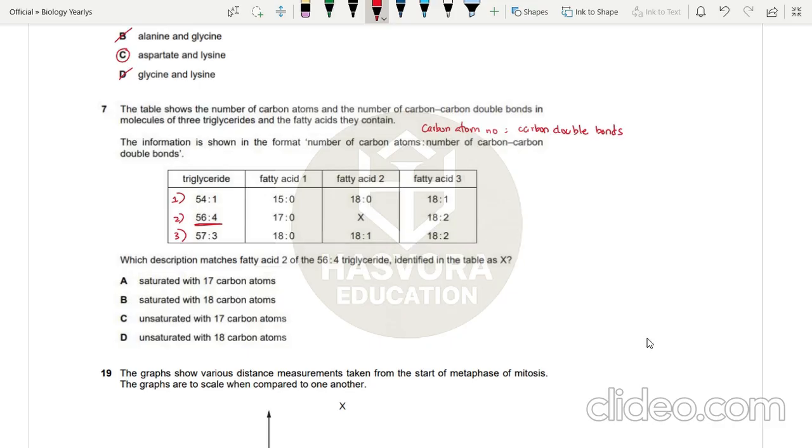So now we know that a triglyceride is made up of 3 fatty acid chains and 1 trihydroxy alcohol. So this is the structure.